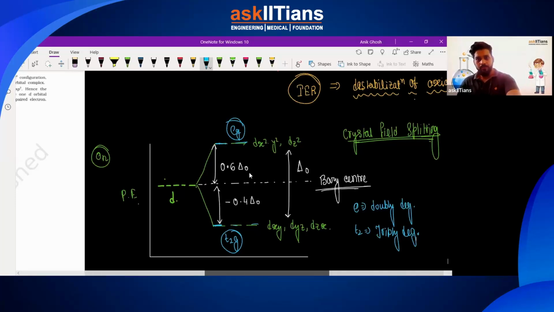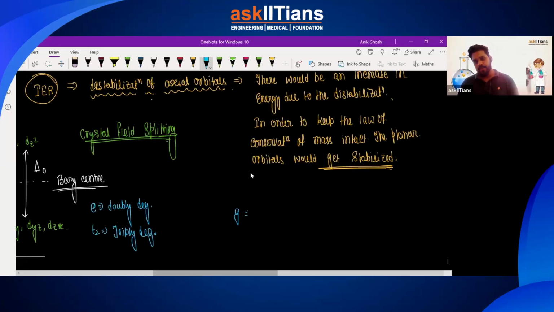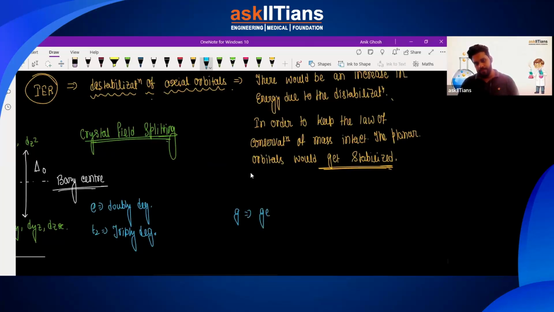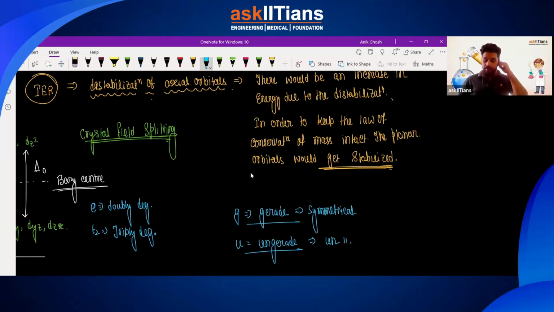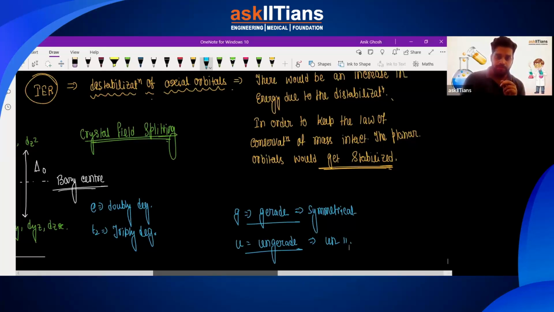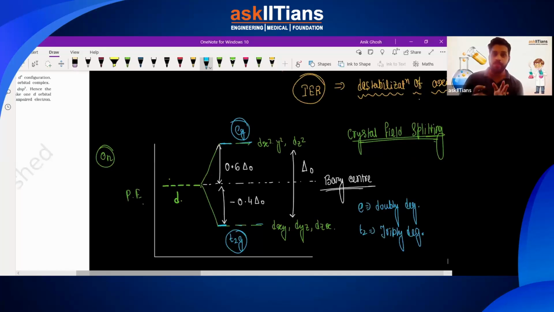What is this terminology g standing for here? g means gerade, u means ungerade, which are nothing but synonyms of symmetrical and unsymmetrical. So these are standing for only symmetrical and unsymmetrical, only for that. So guys, we call them T2g and Eg to keep it short. So this is your crystal field splitting theory.